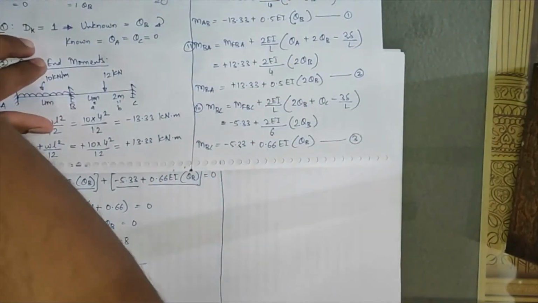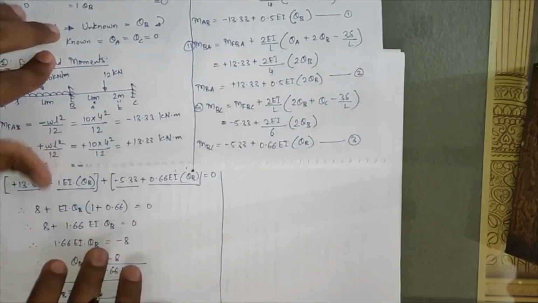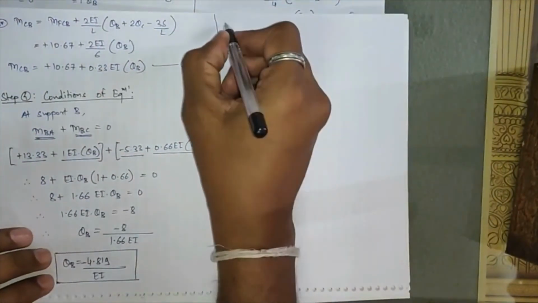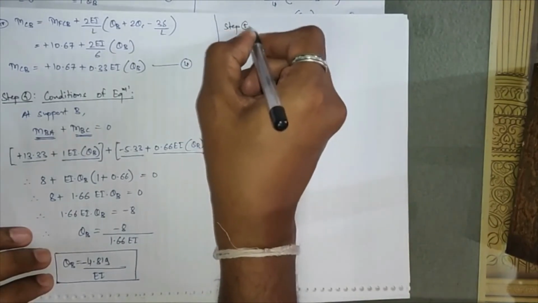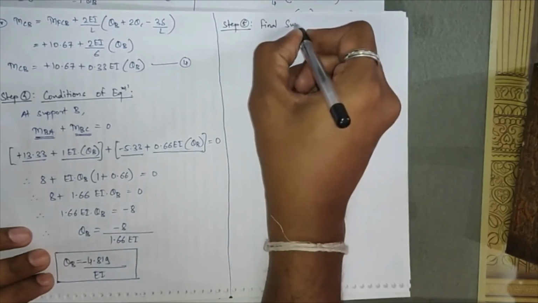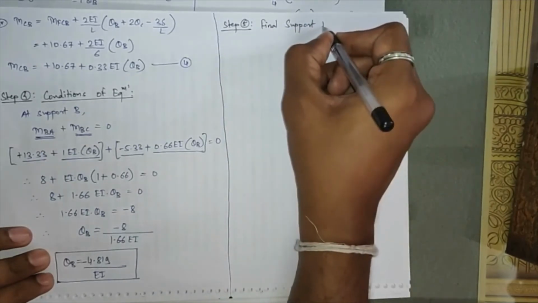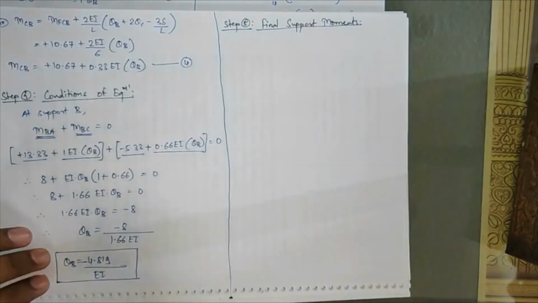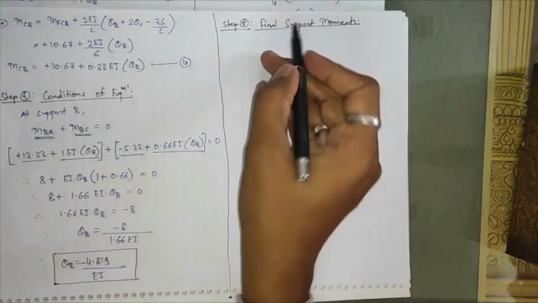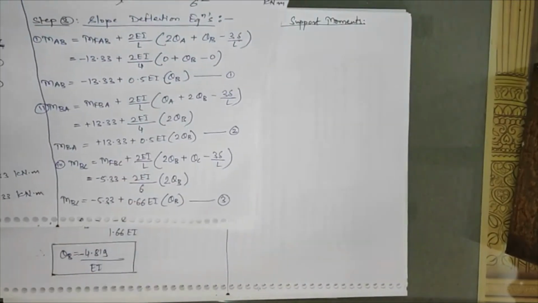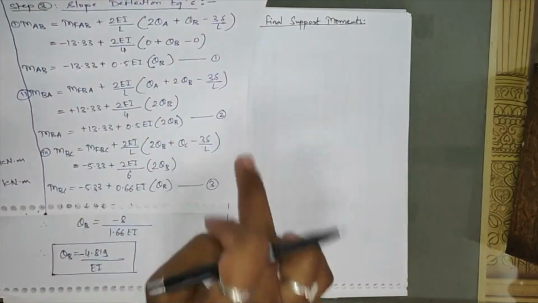Now once this step is done, you are free to calculate your final moments. So our next step, step number 5, is the final support moments. You have to calculate the final support moments. How? The basic unknown value you have calculated, theta B equal to minus 4.819, you have to substitute in the slope deflection equations, that is equations number 1, 2, 3, 4.